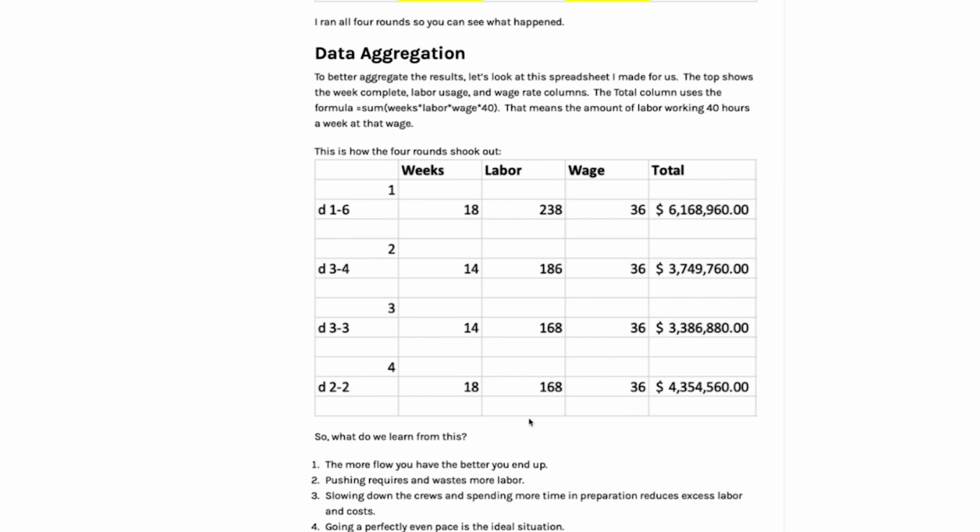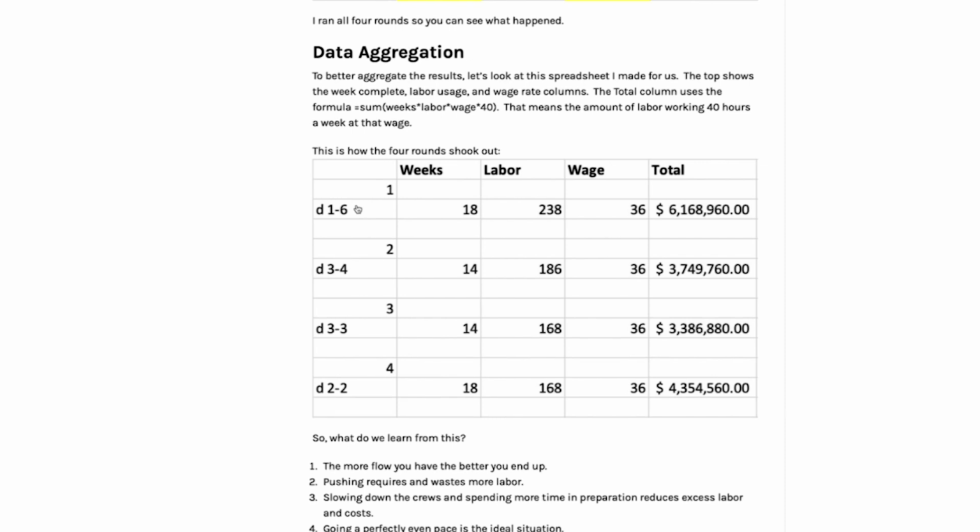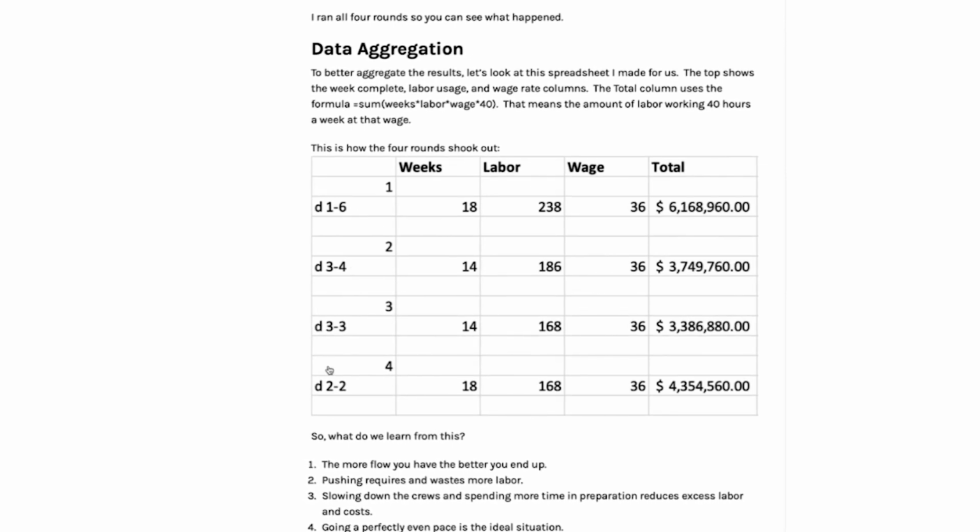The data aggregation is where we learn our lesson. You'll see over here in this row and in this column overall that we have the dice range of 1 to 6, 3 to 4, 3 to 3, 2 to 2, right? These two are pretty realistic. This is pushing, this is flow, this is like fantasy land.